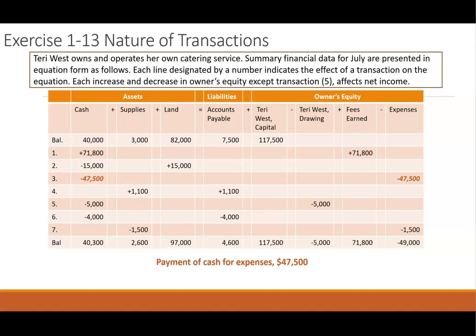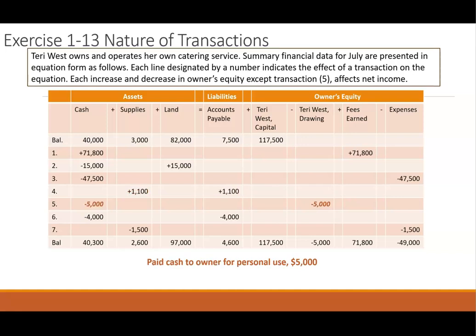In number three, we paid cash for expenses of 47,500. You see, our cash went down and our expenses increased, but it reduced our owner's equity by 47,500. Next, we purchased assets on account. Our assets went up and our liabilities went up the same amount, which means we didn't use cash to pay for it. We owe the money.